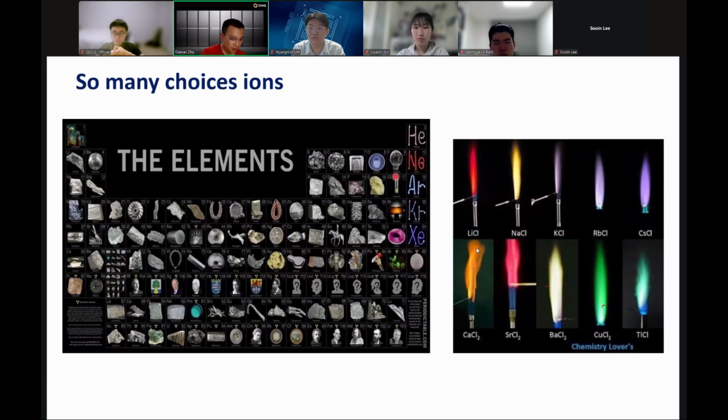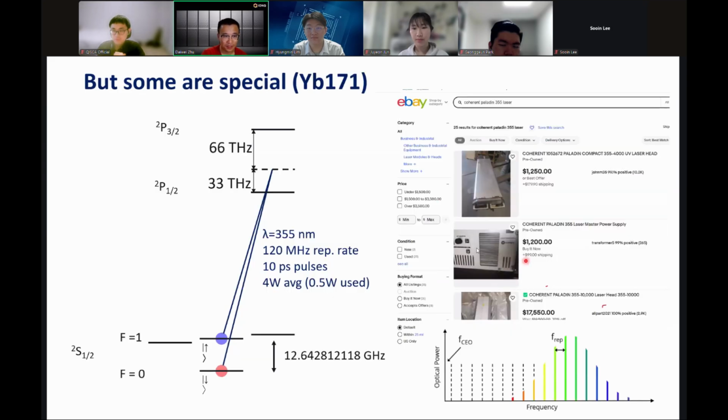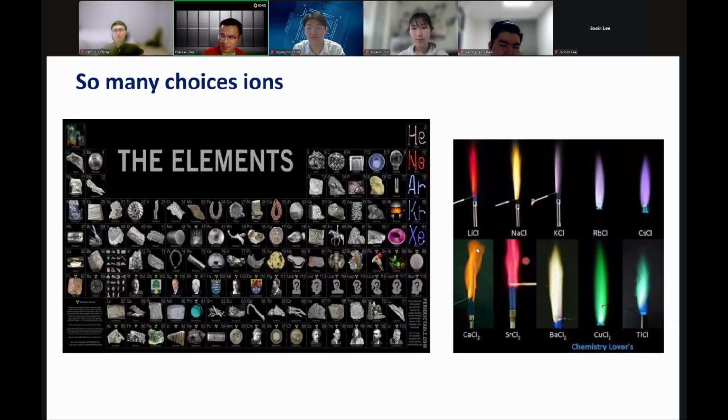Right? So there are actually quite many choices for ions, right? We have the whole elements table. I don't know why some of them are elements, some are people's faces. Anyway, they all have different colors, they have different energy levels, but we have our favorite energy level, right? Let's see. There are many considerations.